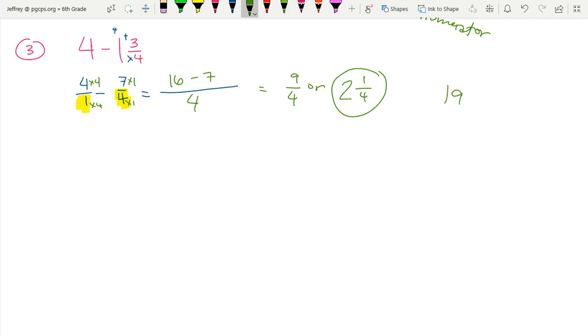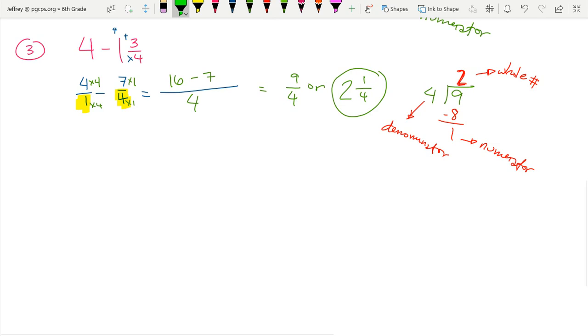If you want to see the long division part, it's going to look like this. So 4 can go into 9 2 times. So that's going to be 8. Subtract that. That's going to be 1. Again, this is your whole number. This is your numerator, and this is your denominator. Okay? Now, what's the other way of solving this?